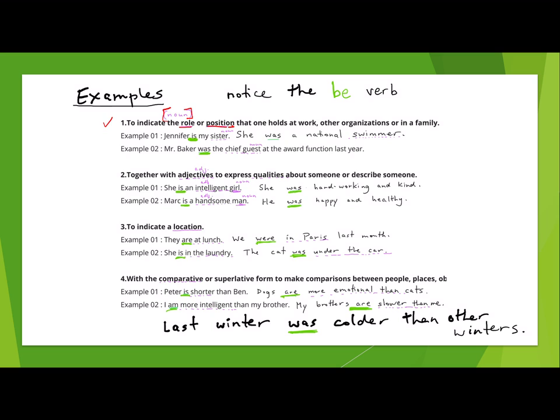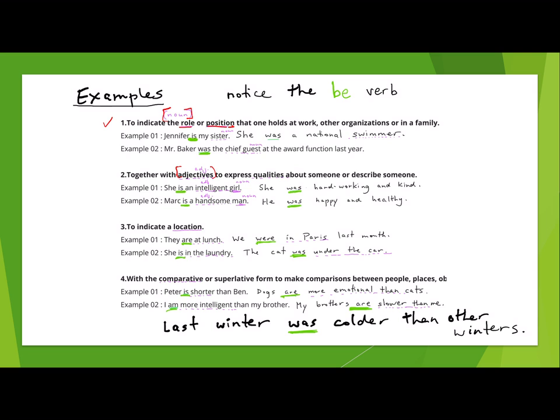We also use the be verb to express a quality about the subject or to describe the subject. We use an adjective to do that. Let's look at the examples. She is intelligent. She is an intelligent girl. So you can see the adjective-noun combination. Okay? She was hardworking and kind. Mark is handsome. Mark is a handsome man. He was happy and healthy. Or he was handsome. He's not anymore.